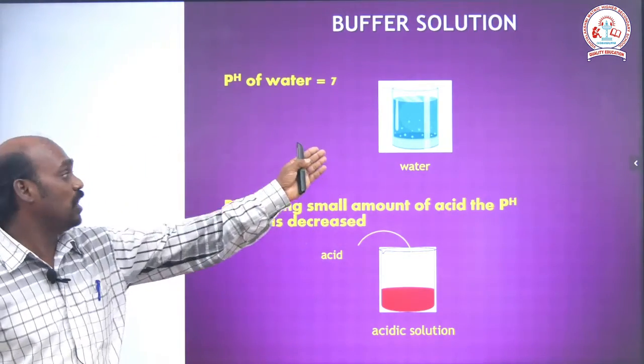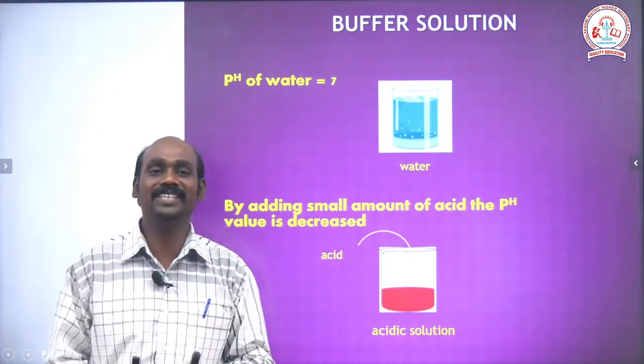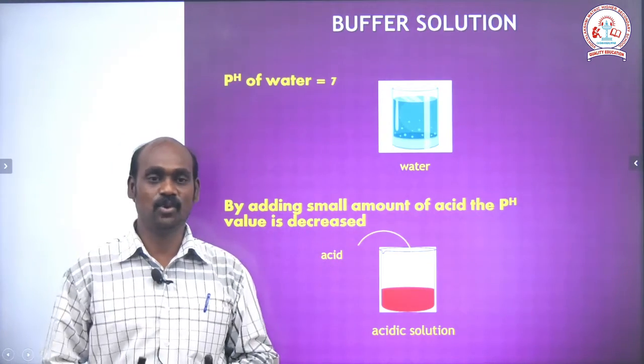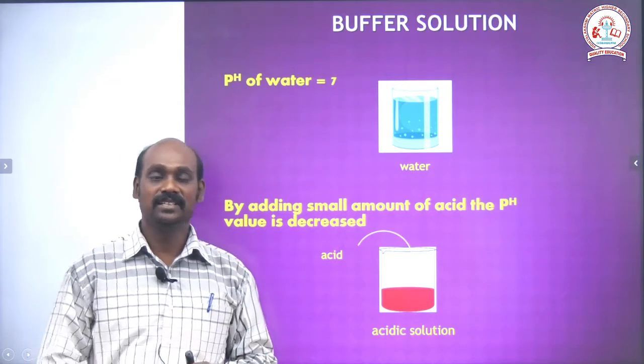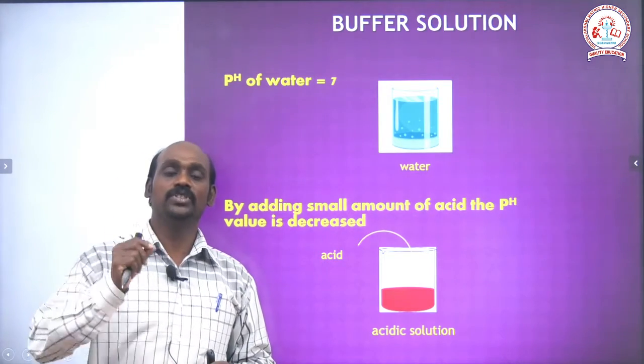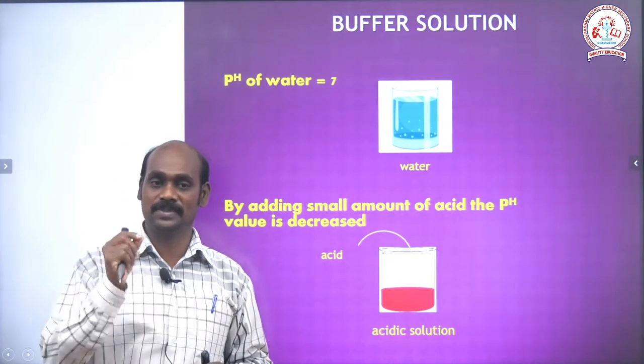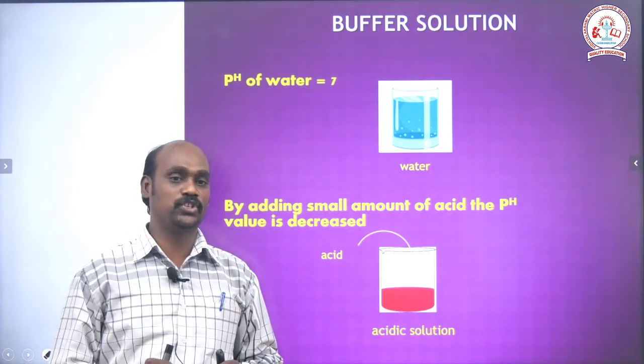Okay, here let us take water. Water is a neutral substance. It has a pH of 7. The value pH 7 tells us that the solution or substance is neutral.